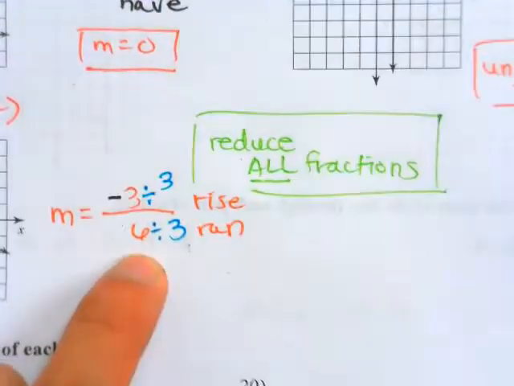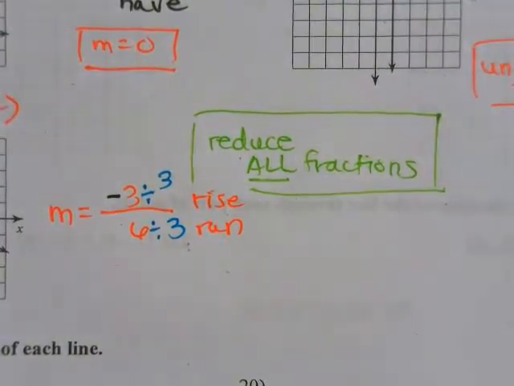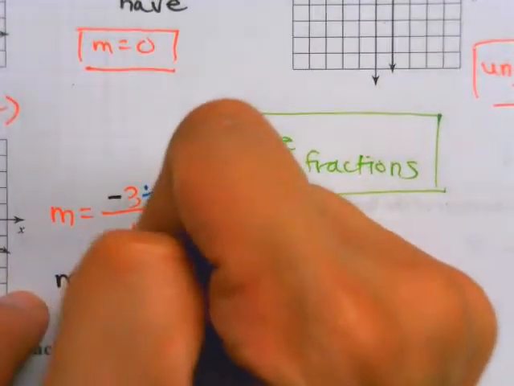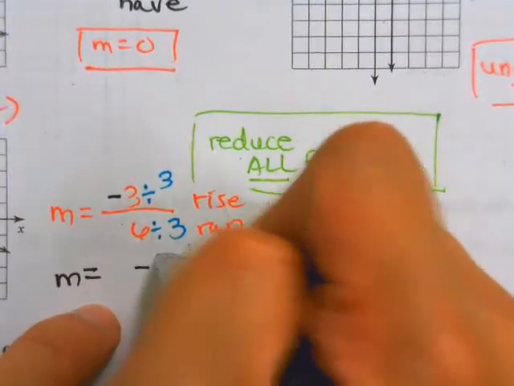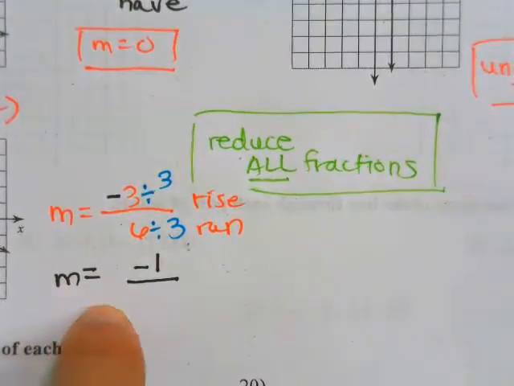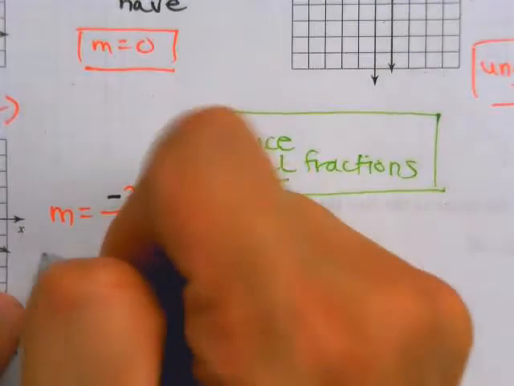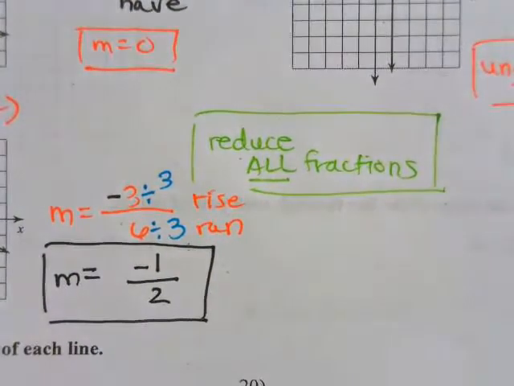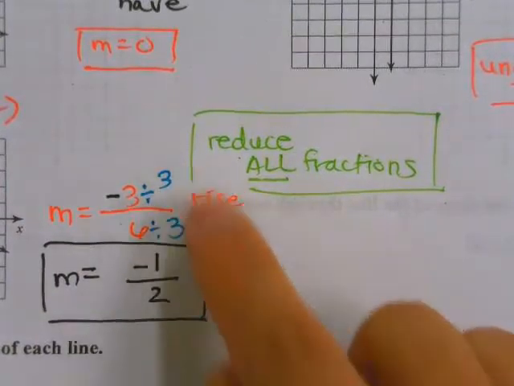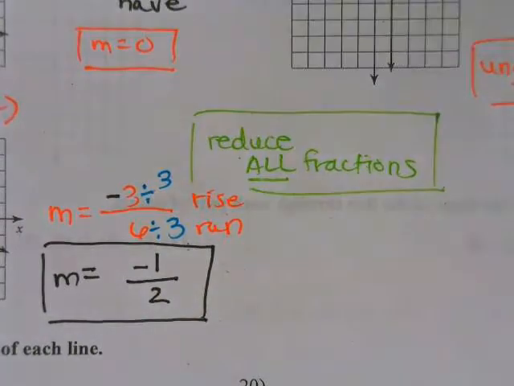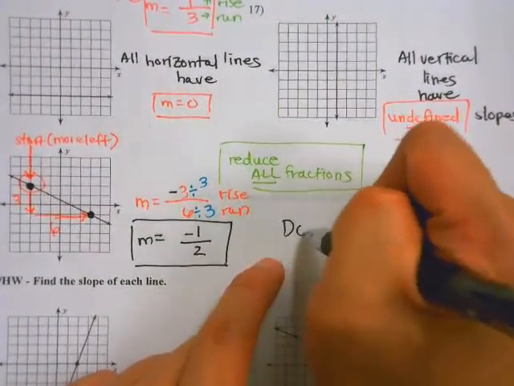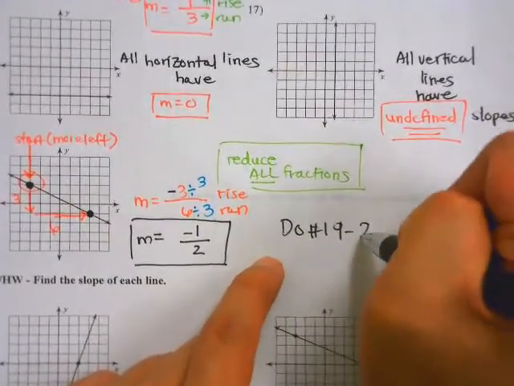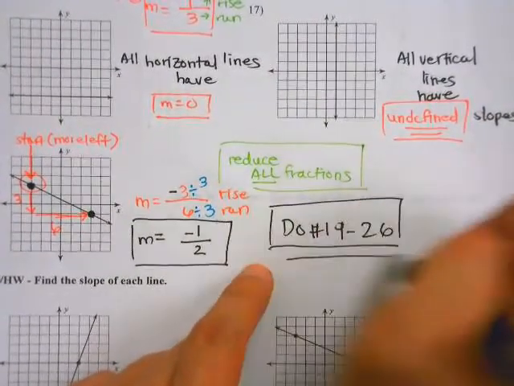3. Okay. Negative 3 divided by 3, negative 1. 6 divided by 3, 2. Negative 1/2. So yes, you could have negative 2 over 4. If you picked another point, it was negative 3 over 6. But you have to reduce all fractions no matter what. Please do. Numbers 19 to 26 right now.